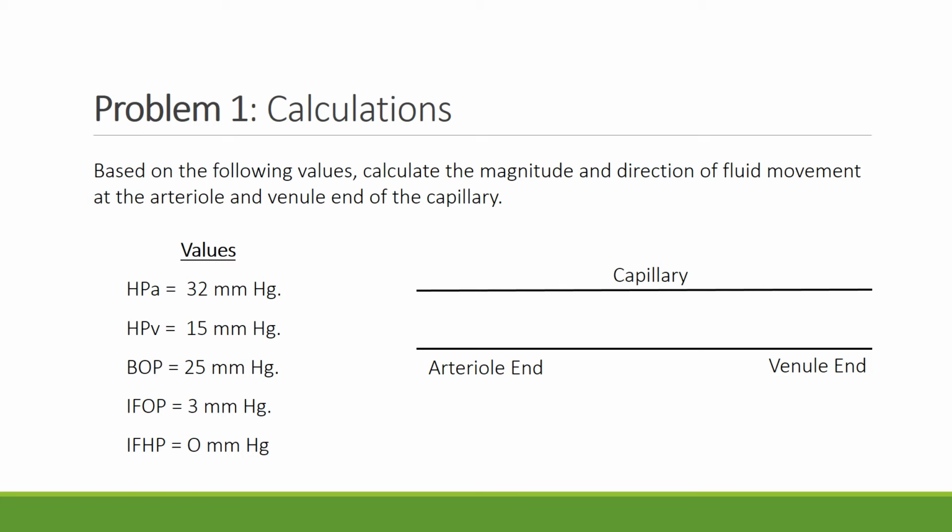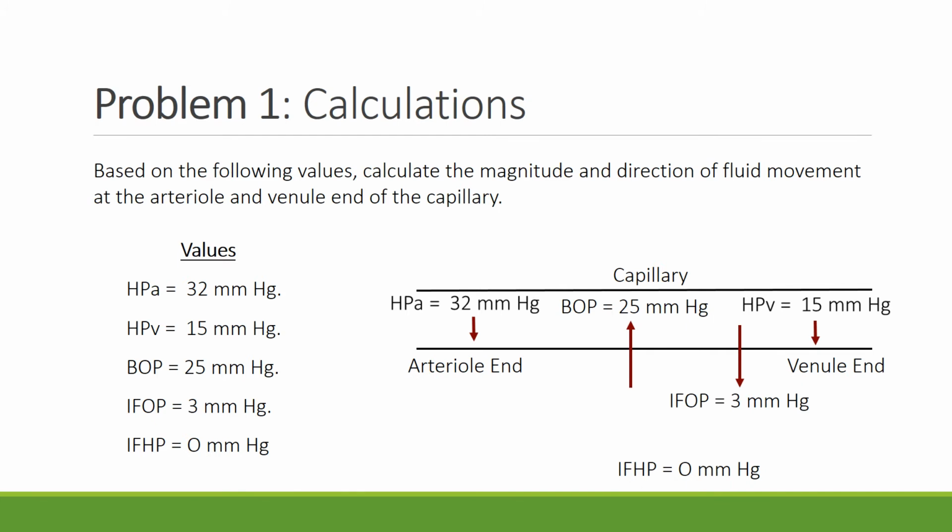See if you can place arrows in this capillary with these values. I'll show you how to work the problem in the next slide. Here are the directions in which you should have drawn your arrows. Let's look at each of the values. At the arterial end, there's a hydrostatic pressure, or HPA, of 32 millimeters of mercury. Because it's hydrostatic and it's generated within the blood vessel, it's an outward pushing or an outward movement.